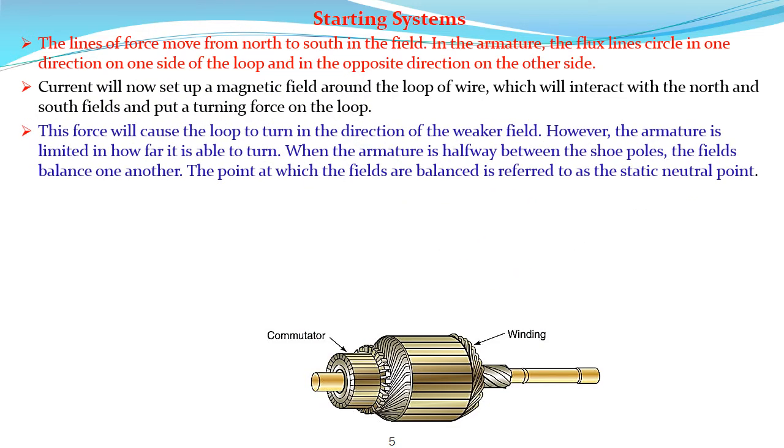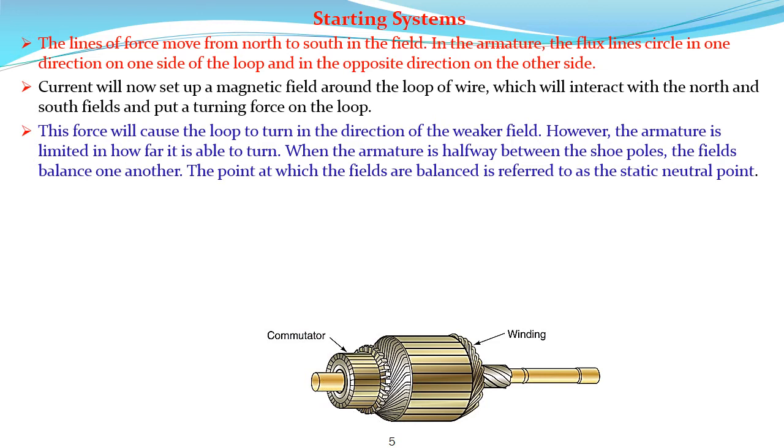The force will cause the loop to turn in the direction of the weaker fields, because the conductors are pushed from the stronger field to the weaker area of the magnetic flux lines. However, the armature is limited in how far it is able to turn.